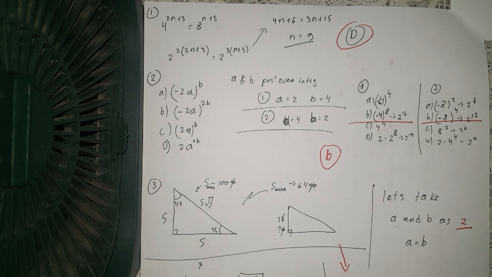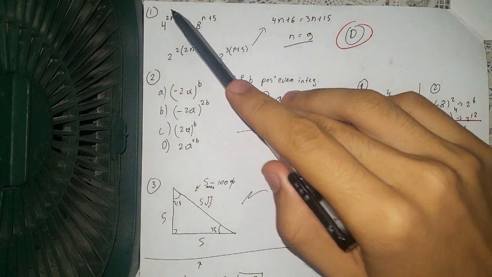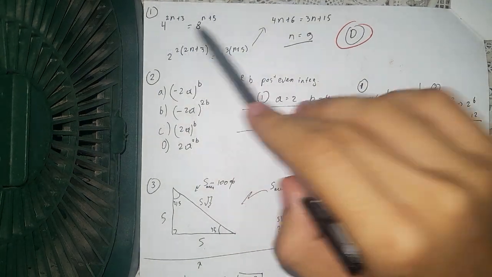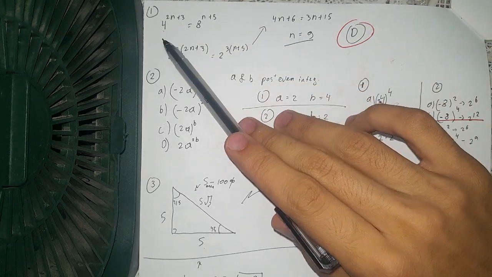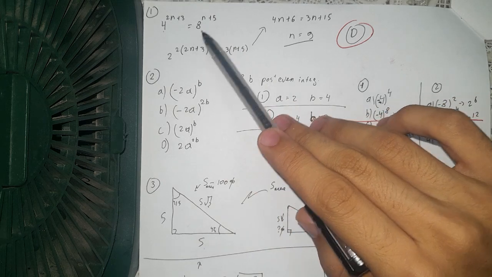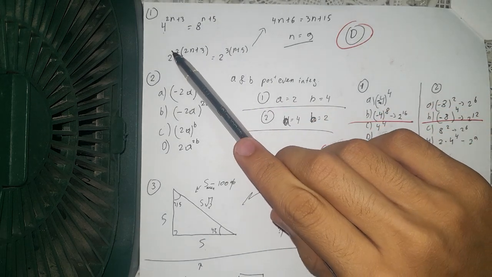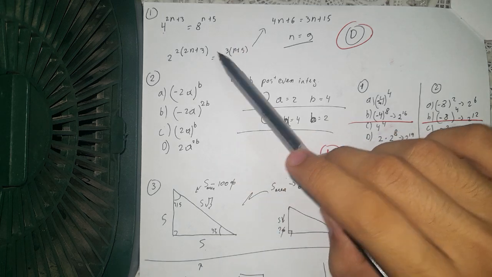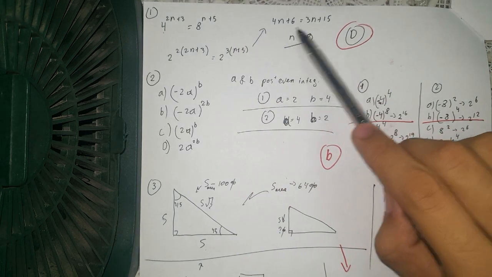Okay, let's start this week in mathematics. The first question says that we have this problem and we have to find the value of n. We know that 4 is 2 in second exponent and 8 is 2 in cube. So we are neglecting these twos, the linear equation, and n is 9.